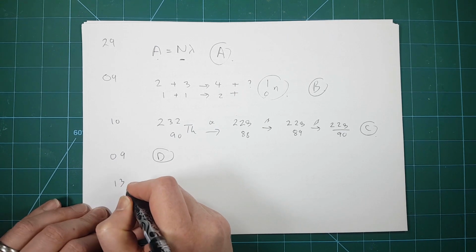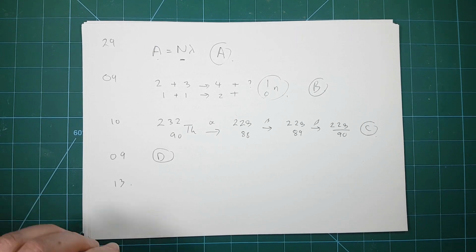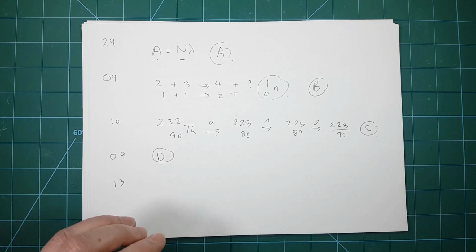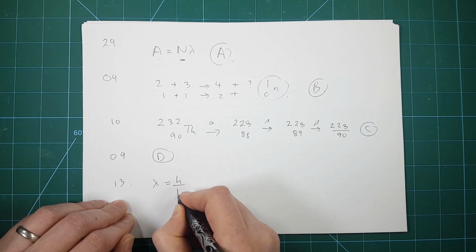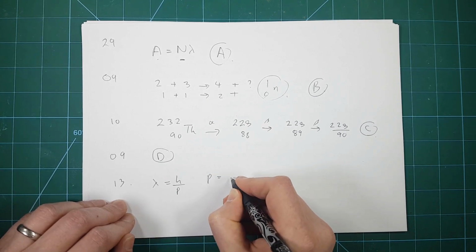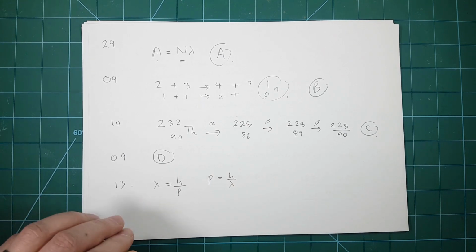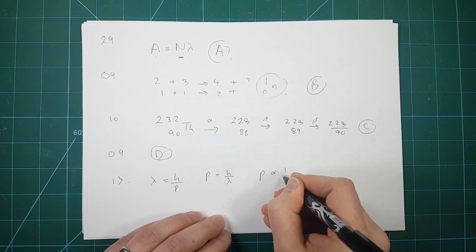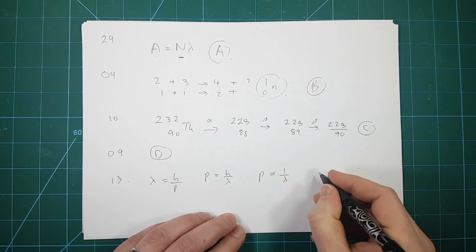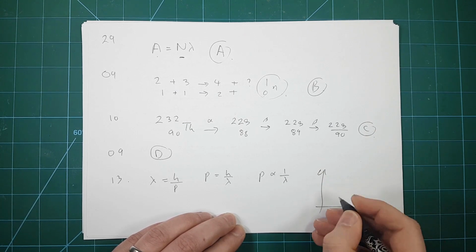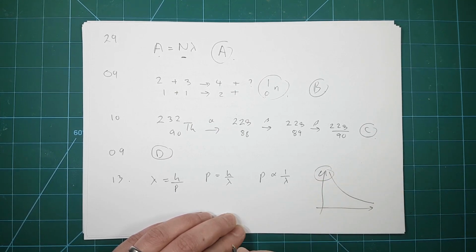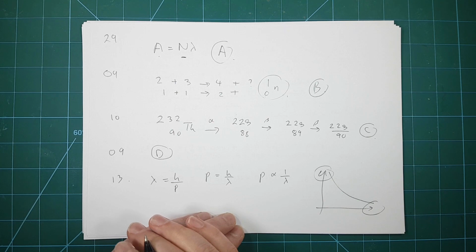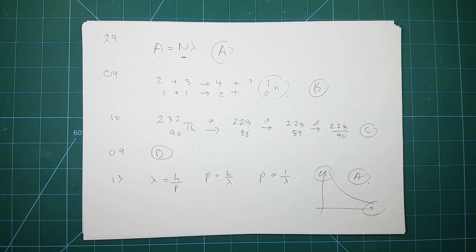Question 13 is from the June 2020 paper. Which graph shows the variation of the momentum p with lambda of a photon? So lambda equals h over p, so p is equal to h over lambda, which means that p is proportional to 1 over lambda, which we had in the previous question. So you're looking for a 1 over x graph. It does not touch there, nor does it touch down there. So it's got to be A rather than B, because B is more like a decay curve where it touches here.